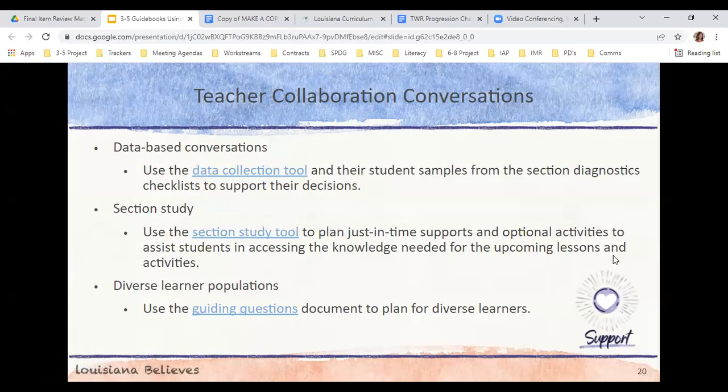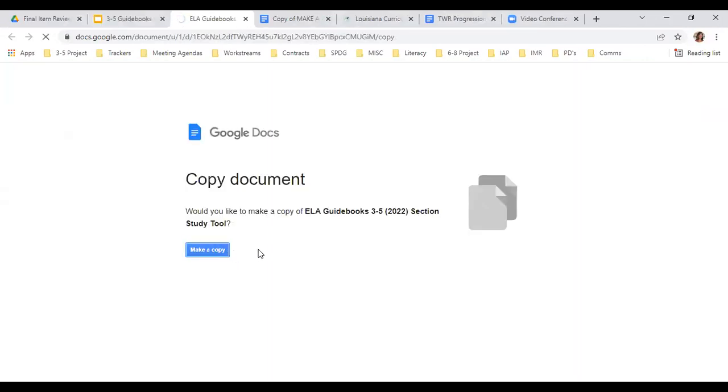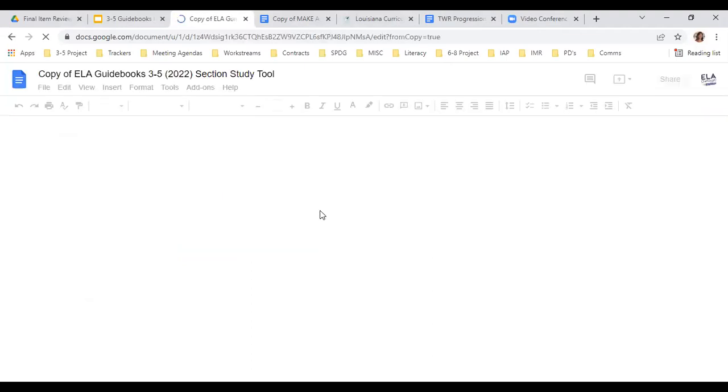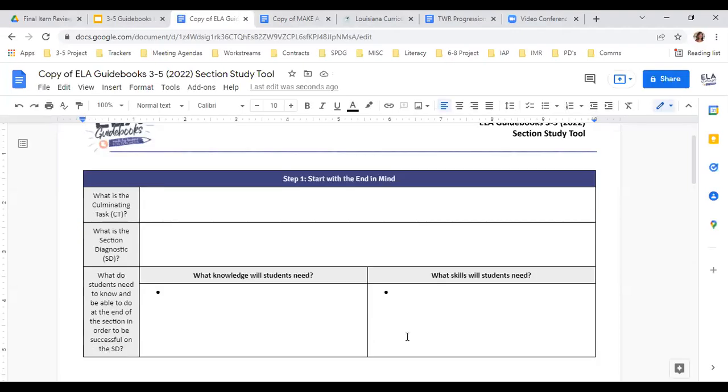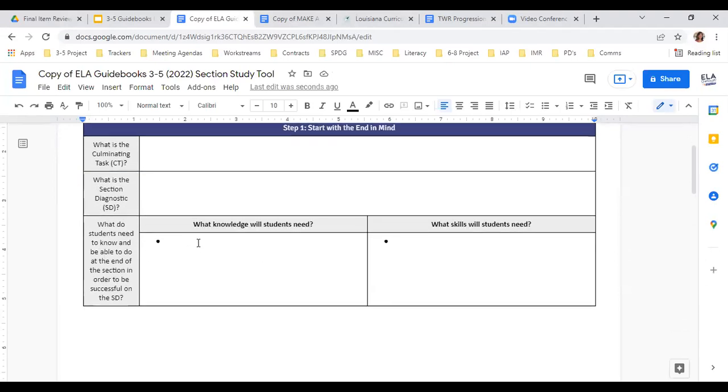Next, we want to go ahead and talk about the section study tool to plan just-in-time supports and optional activities which equip students with the knowledge needed to successfully access the upcoming lessons and activities. This tool also helps teachers plan with the section diagnostic and culminating task in mind. Discussions around knowledge and skills specific to the section diagnostic focus conversations around the supports needed for students to gain the appropriate knowledge and skills needed for the section diagnostic.